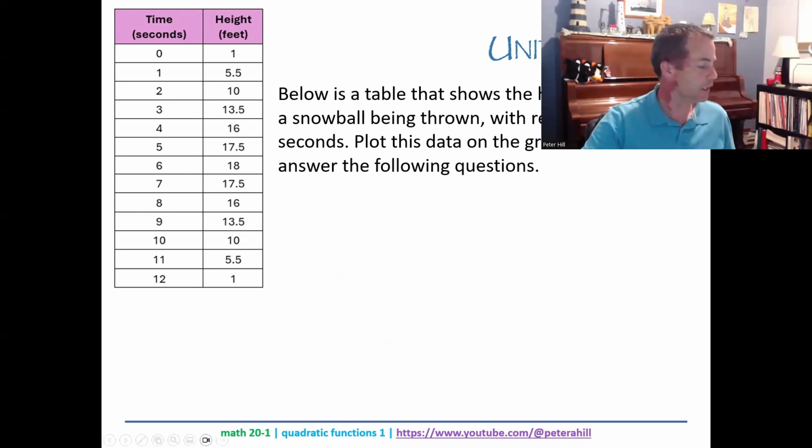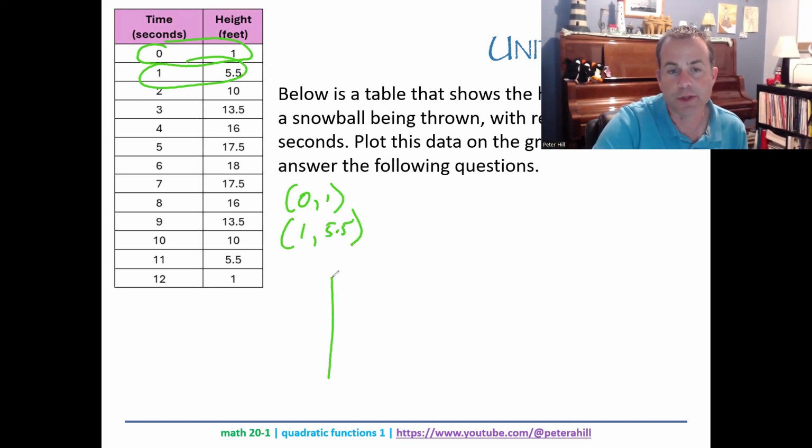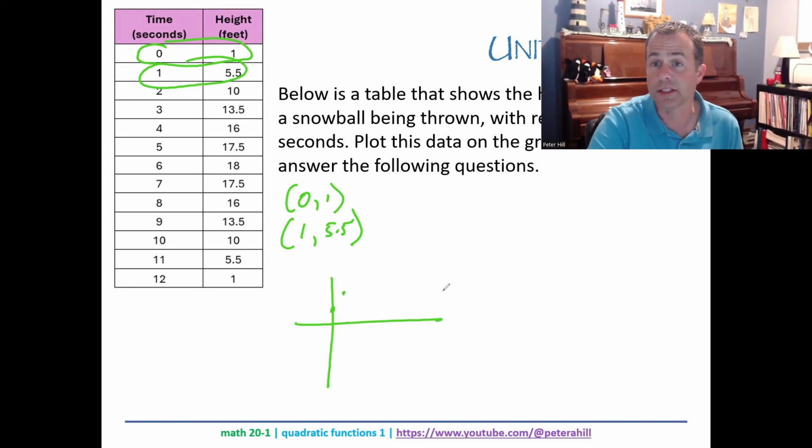So you have a grid to go with this data. What I want you to remember is, we've got a table of values here. Each row becomes a point that we can plot. So that would be the point (0, 1), and this would be the point (1, 5.5), okay? Then on a graph, you'd have (0, 1) and (1, 5.5), and you just want to see where all these dots are going to take you. So pause the video for a couple minutes, plot all of this data, and then come back and look at my picture.